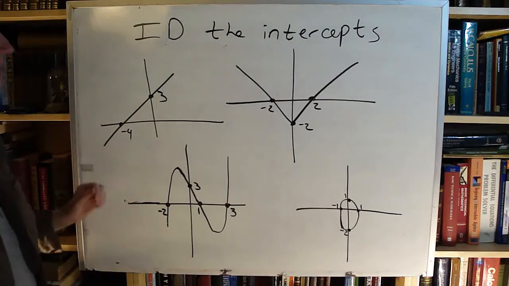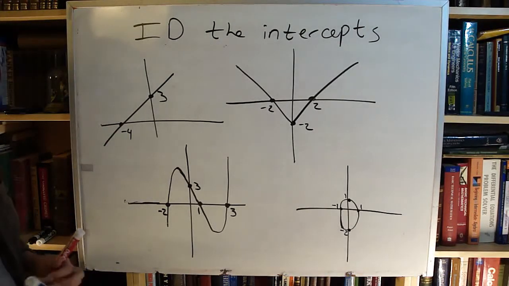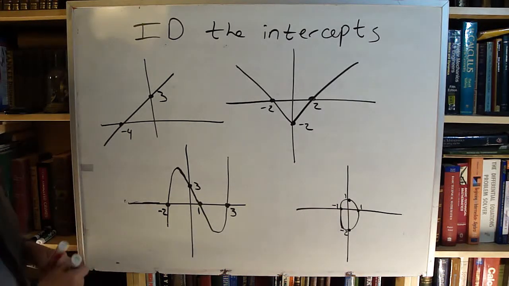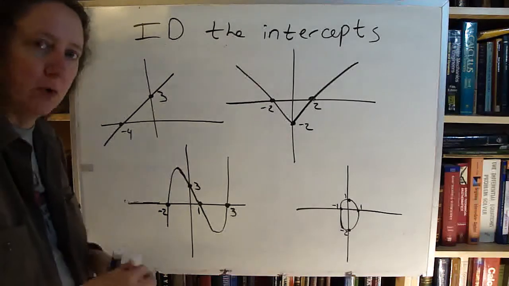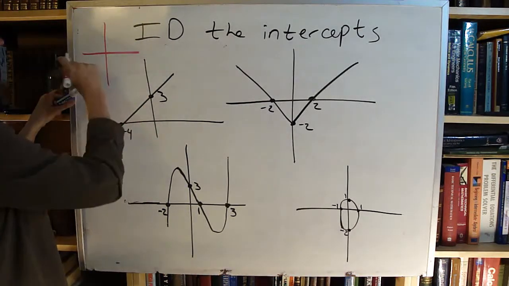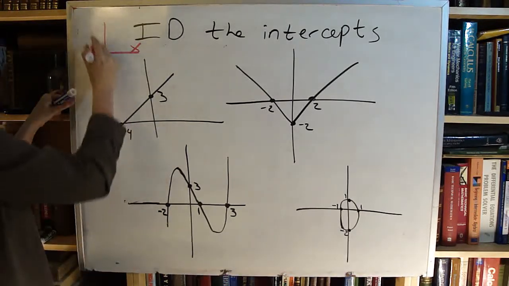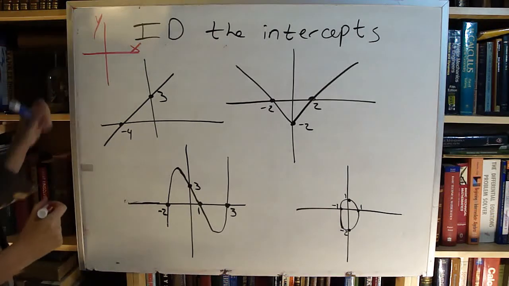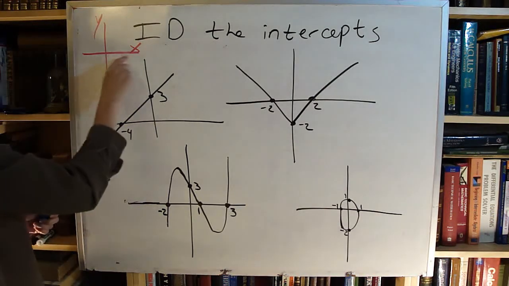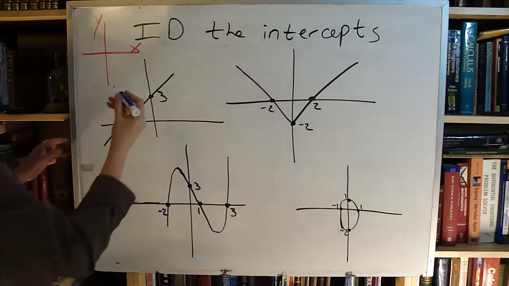In these four examples, we're being asked to identify the intercepts. There are different types of intercepts you can have. One of the things you have to remember for this is which axis is which. The left and right one is your x. The up and down one is your y. So anything that touches your x-axis is going to be an x-intercept.